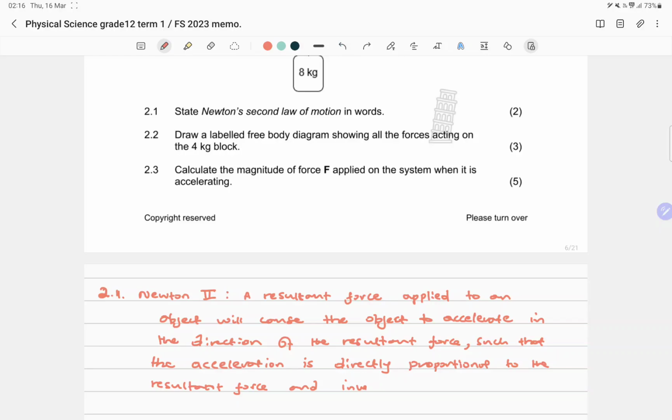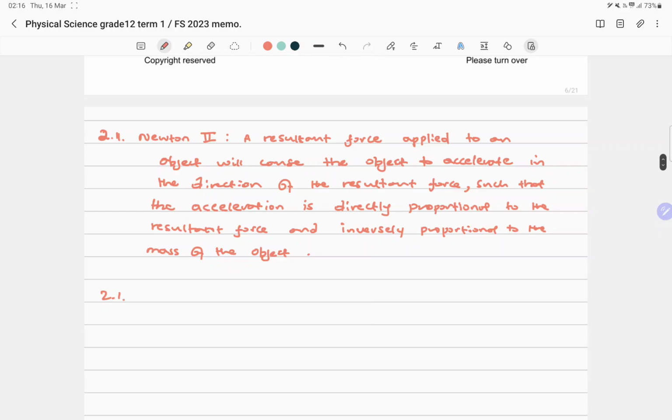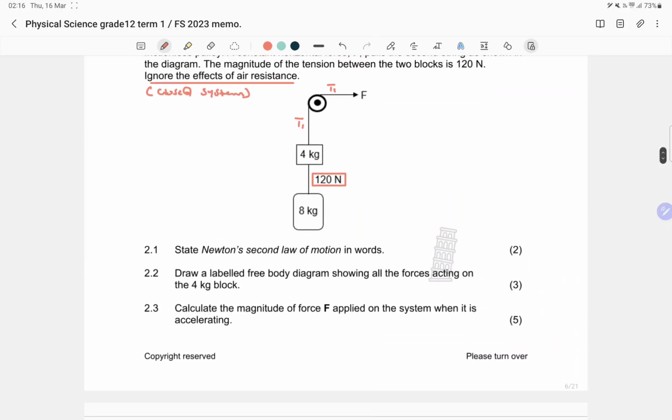Inversely, okay, this one didn't come out right. Okay, inversely proportional to the mass of the object. That's quite a passage, okay? But you have no choice, you've got to do it. 2.1 says, draw a labeled free body diagram showing all forces acting on the 4 kilogram block, okay?